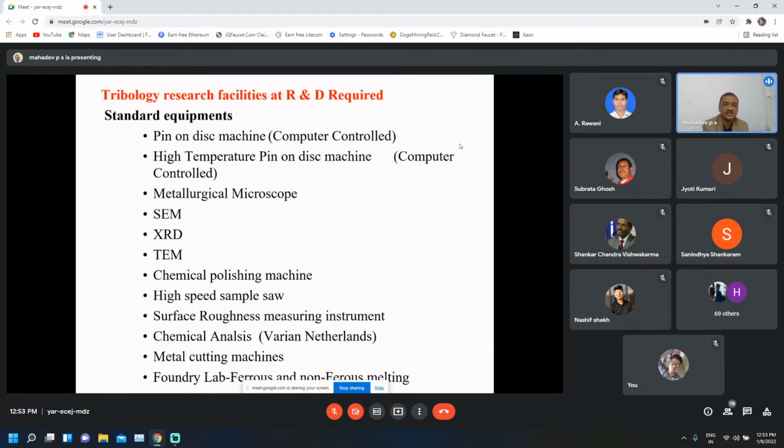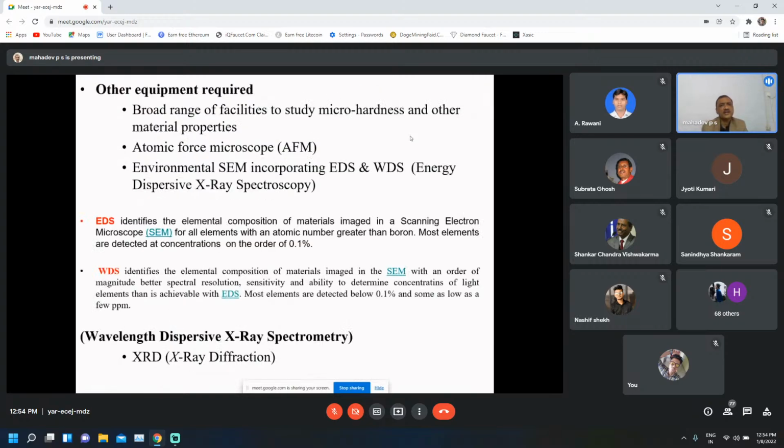And even chemical analysis of the samples can be done with different kinds of instruments. Metal cutting machines are required. And you need to have a foundry lab, whether you are doing experiments or developing material, whether it is ferrous or non-ferrous type. Depending upon that, you can have a foundry lab with different induction furnaces, electrical resistance furnaces, muffle furnaces, and for heat treatment, different kinds of furnaces as per your testing requirement. Other equipment required is a broad range of facilities to study micro hardness and other material properties.